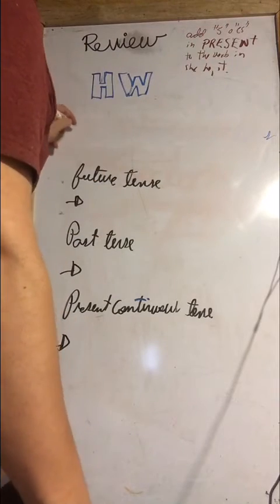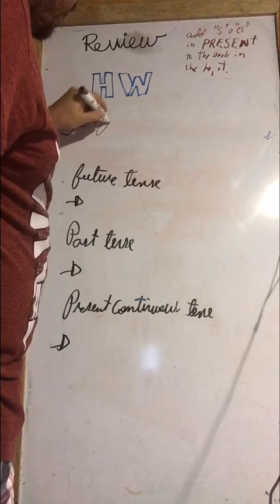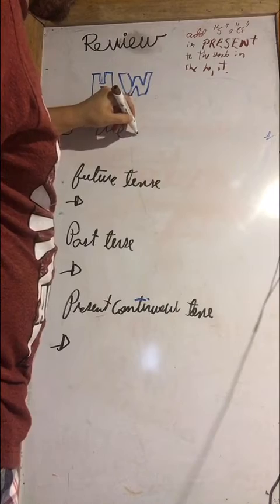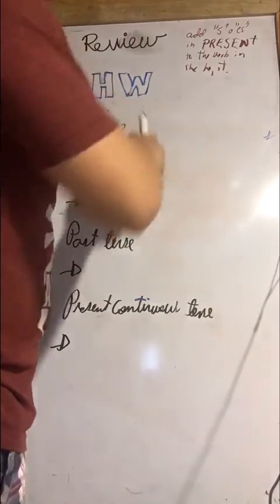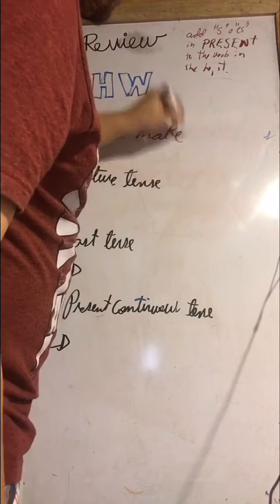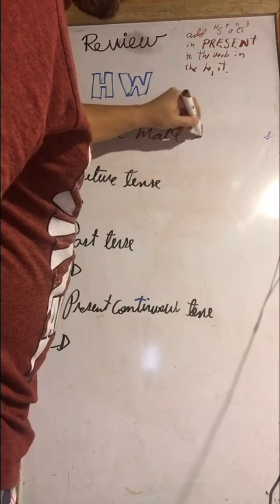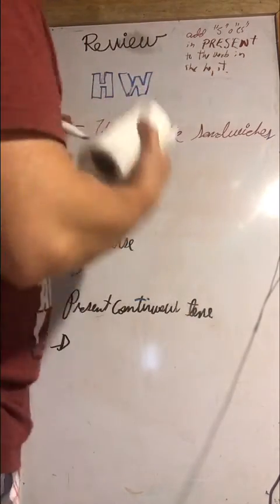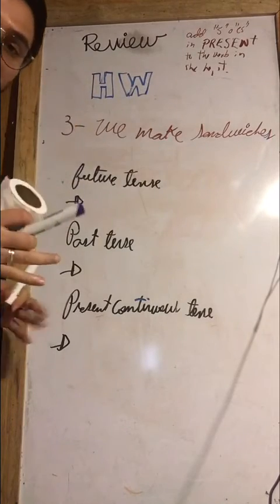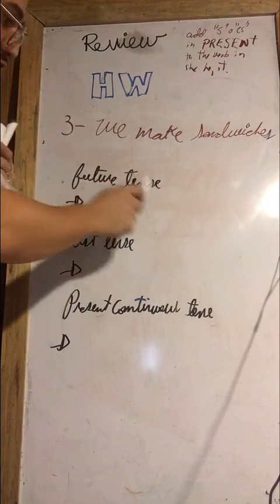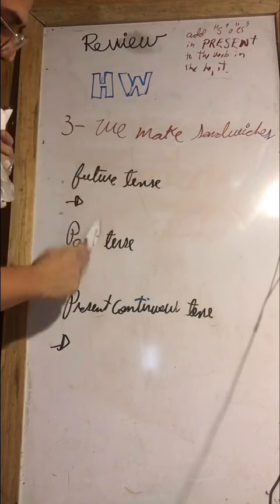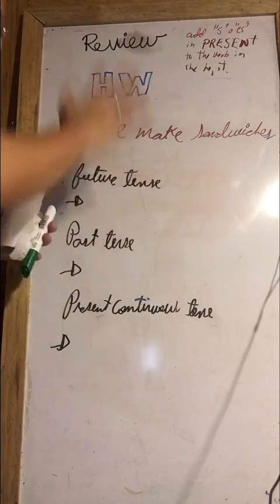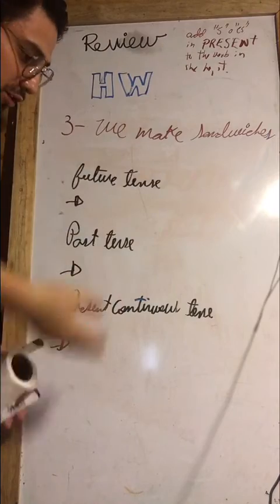Number 3. We make sandwiches. Now, we have it very correct in here because make is going to change into future, into past. Remember that the past is different for this one. And then is in here. So all of them are going to be the same. So this is what we will do today. Only that, only 9 sentences.